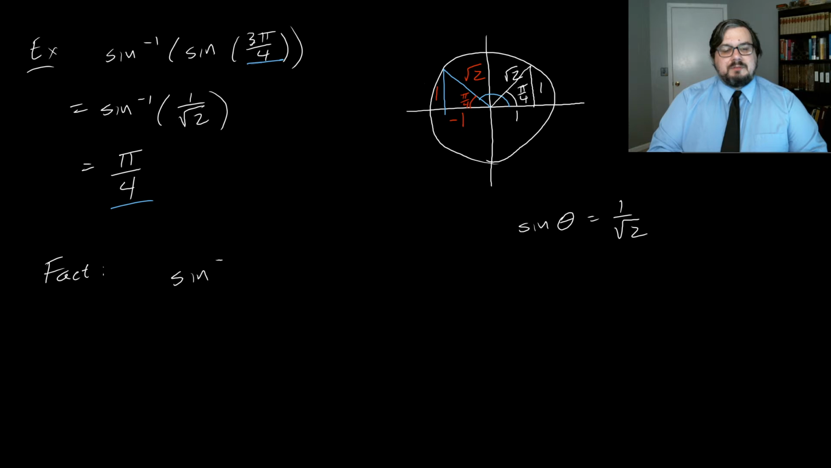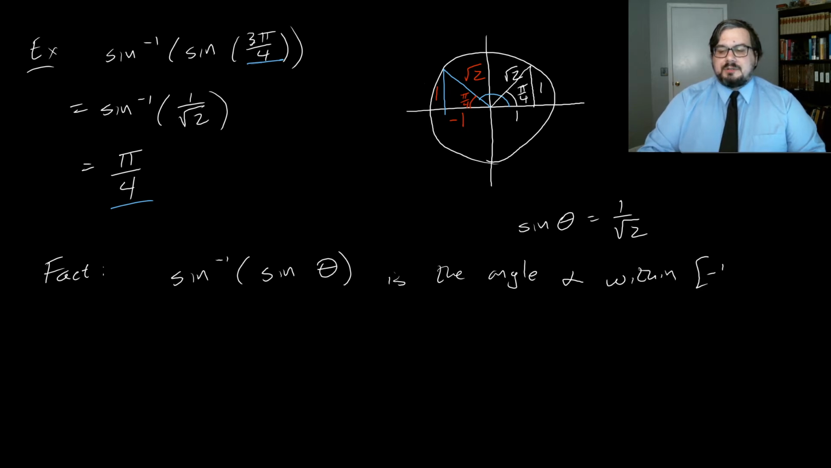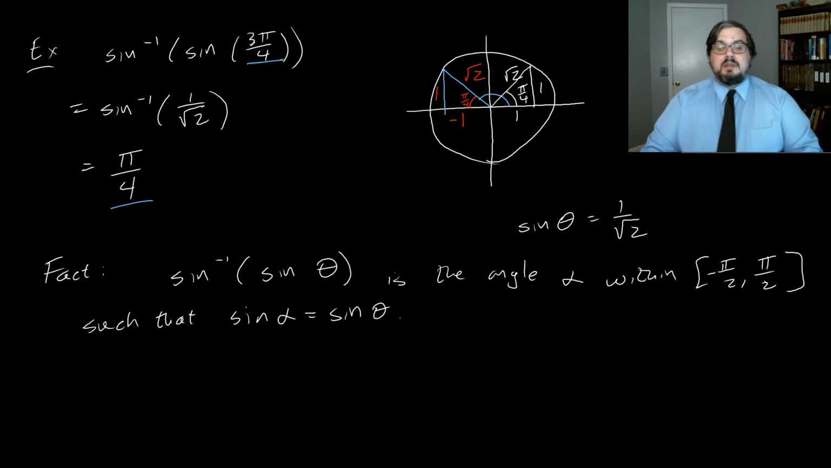So our fact: the inverse sine of an angle theta is the angle alpha within the interval negative pi over 2 to pi over 2 such that sine of alpha equals sine of theta. If you give me any angle, I can take sine of that angle and get some number out of it. And for that output, there's always going to be some angle within negative pi over 2 to pi over 2 which has that same sine value, or gives the same number when I apply sine to it. Inverse sine tells me specifically what the angle within the interval negative pi over 2 to pi over 2 is that has that same sine value. So that's one way of interpreting the composition inverse sine of sine.